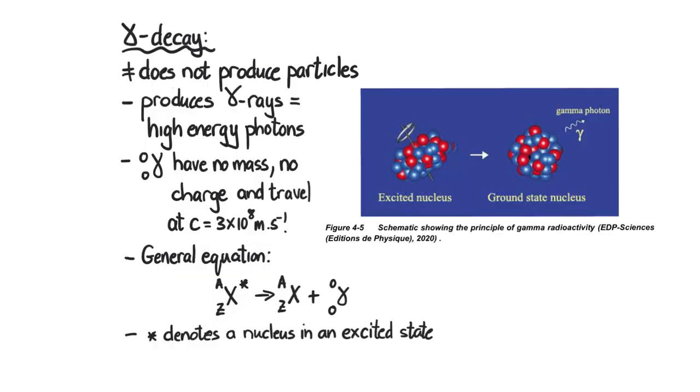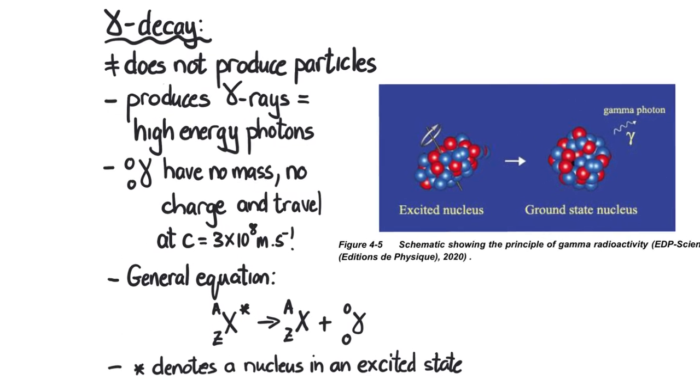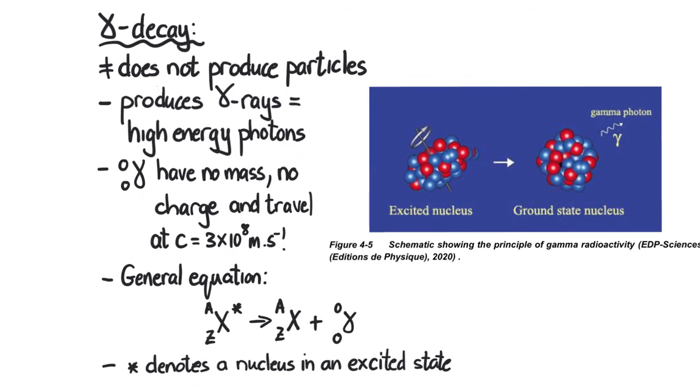Now we're going to look at the final type of radioactive decay that we are considering in this course, and that is gamma decay. So gamma decay does not produce particles like alpha decay and beta decay do. Remember, alpha decay produces alpha particles, which are in effect helium nuclei, and beta decay produces either electrons or positrons. Now gamma decay does not produce particles, but what it does do is it produces gamma rays, which are high energy photons, and we represent them as follows.